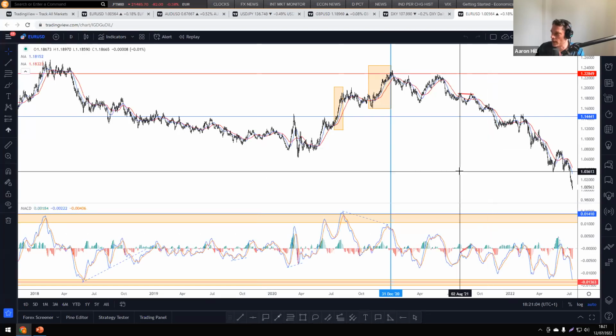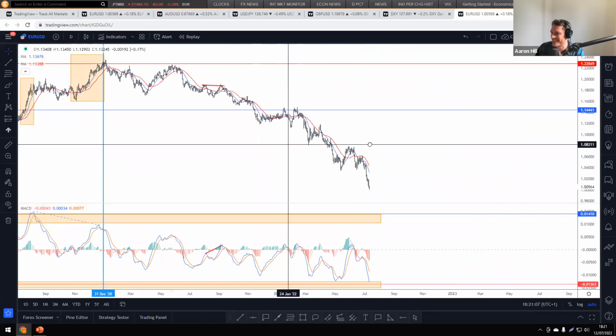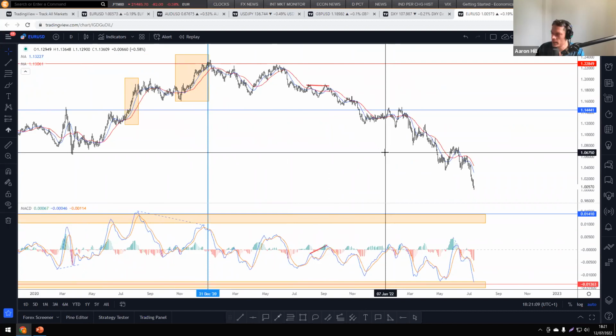This is a euro-dollar chart, guys. For anyone that's not been hiding under a rock, you will note that the euro-dollar is now within striking distance of parity. What this means is €1 is nearly worth the same as the US dollar. As you can see, we are now trading at $1.0056 to the euro.